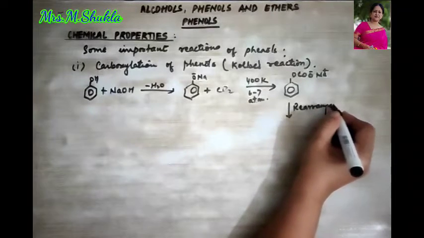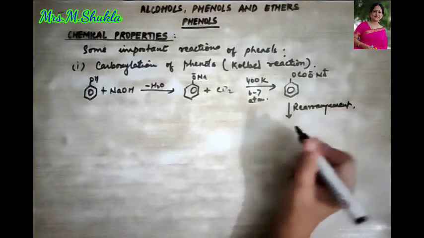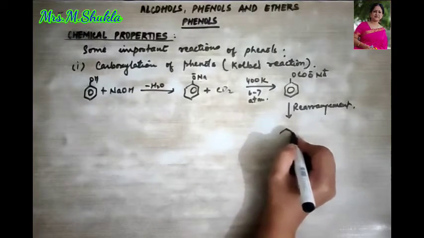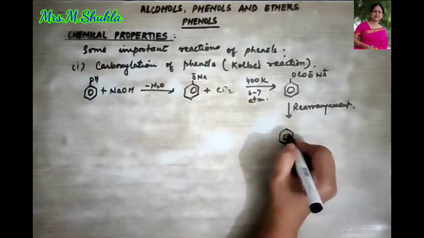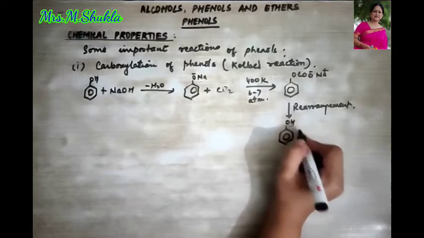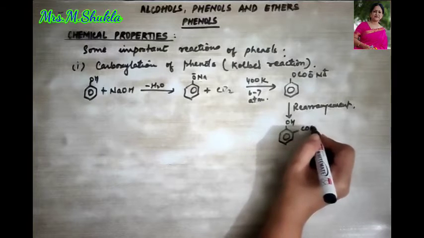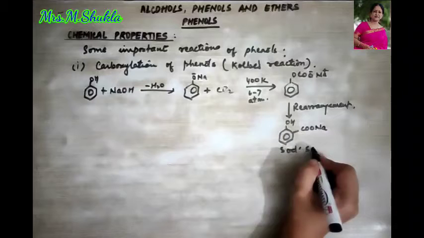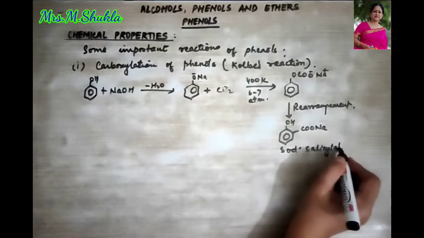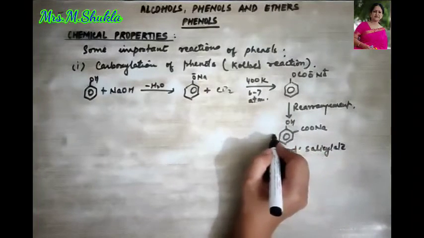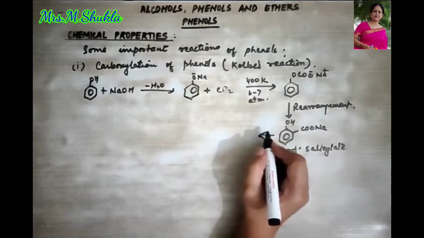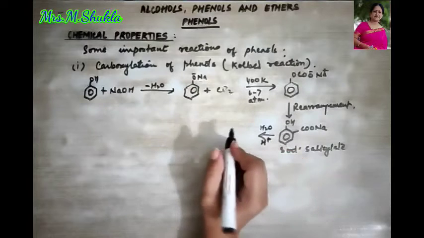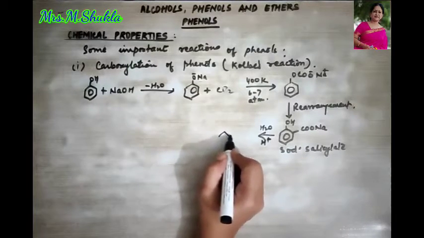Rearrangement takes place, forming your sodium salicylate. Okay, so what is the formula of sodium salicylate? OHCOONa. What is this? This is sodium salicylate, right? And this, when it is treated with an acid in the presence of water, it forms salicylic acid.